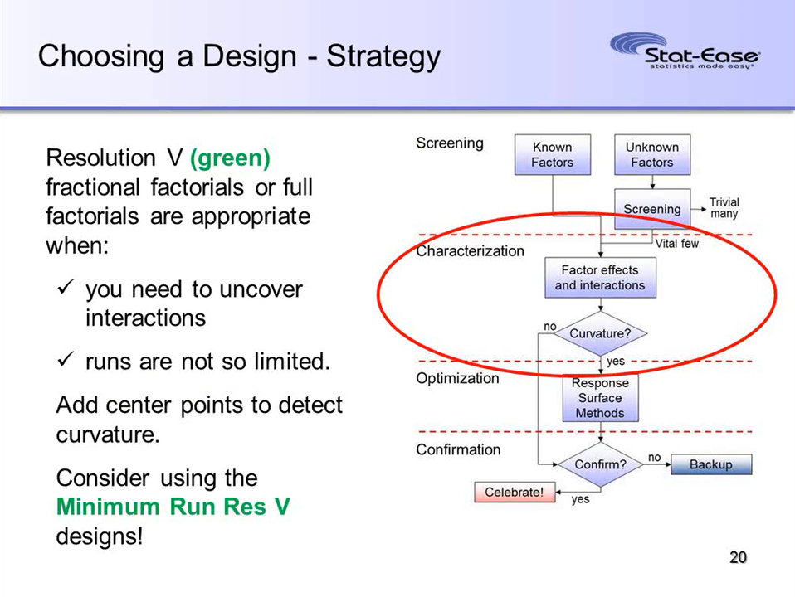The Resolution 5 green designs are great for characterization when you really want to understand your main effects and interactions, and at that point start putting in some center points to find out if there's any non-linearity in the process. Find out if something more than just a straight line occurs, if you need a quadratic or higher order polynomial to represent all the functions that are going on.